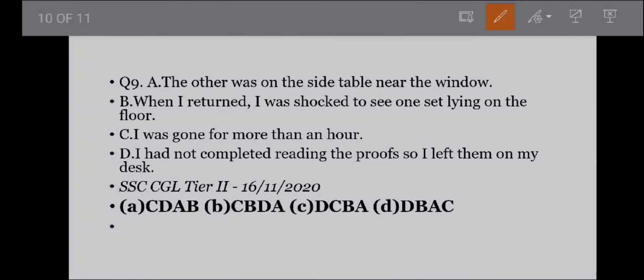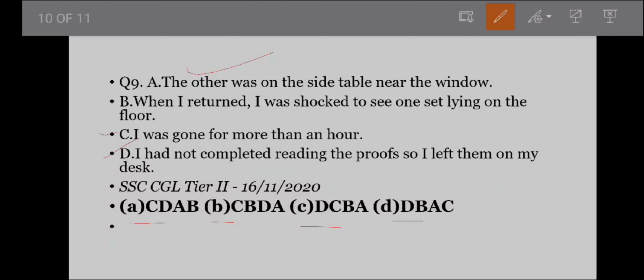The other one also starts with "other", so it can't be the first one. When I returned, I was shocked to see one set lying on the floor. Okay, next one, I was gone for more than an hour. I had not completed reading proofs, so I left them on my desk. So either it will start with C or D. Let's see, if it's C, then there are two options, and if it's D, there are also two options.